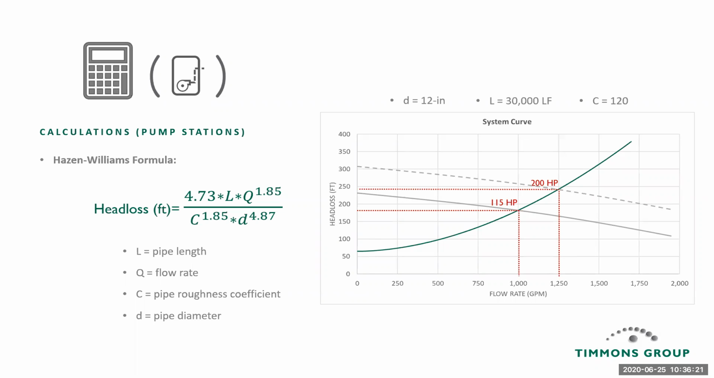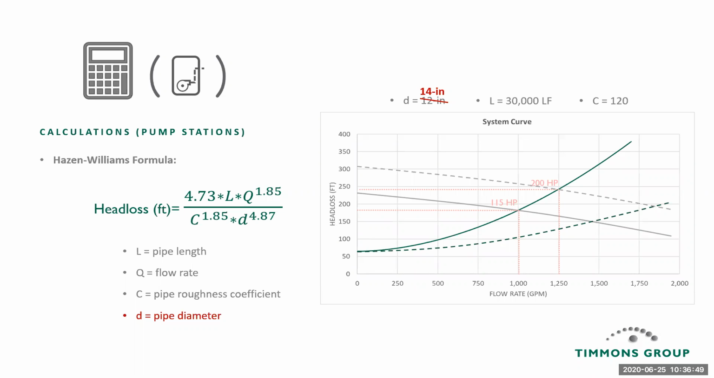And then finally, we need to look at, is the new point still within the acceptable velocity range for the force main? And in this case, it is. Now, what happens if we change the force main diameter? If we change the diameter from 12 inches to 14 inches, the system curve lays down. I think this makes intuitive sense. A larger pipeline will require less energy to achieve the same flow rate.